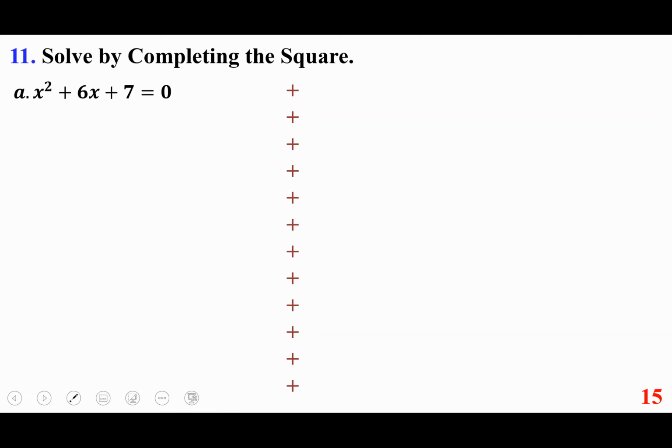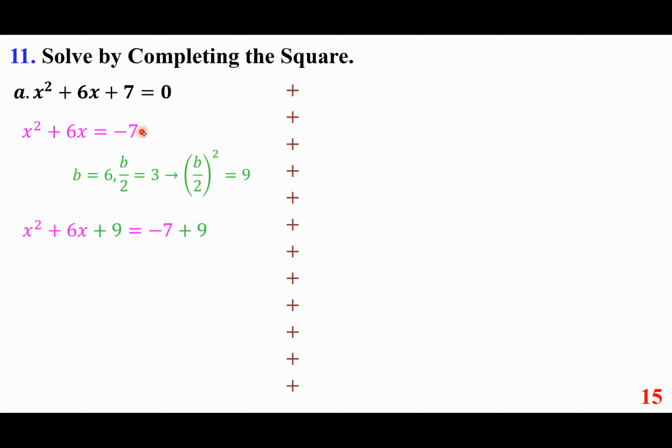In this case, the very first step is to move the 7. So b is the number 6. You're going to divide it by 2, becomes 3. You square it, becomes 9. So b is 6, divided by 2 and squared. Now what do we do? You add that to both sides of this equation.